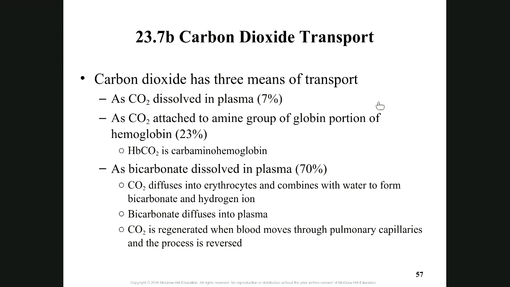And carbon dioxide transport. Carbon dioxide has 3 different means of transport. About 7% of carbon dioxide can be dissolved in our plasma. 23% of carbon dioxide can attach to the amino group of our hemoglobin. The amino group is a part of the globin part. So you need to know that oxygen is connected to iron, and carbon dioxide is connected to the amine group of globin. It can make carbaminohemoglobin, but the major amount of carbon dioxide is dissolved in the plasma.